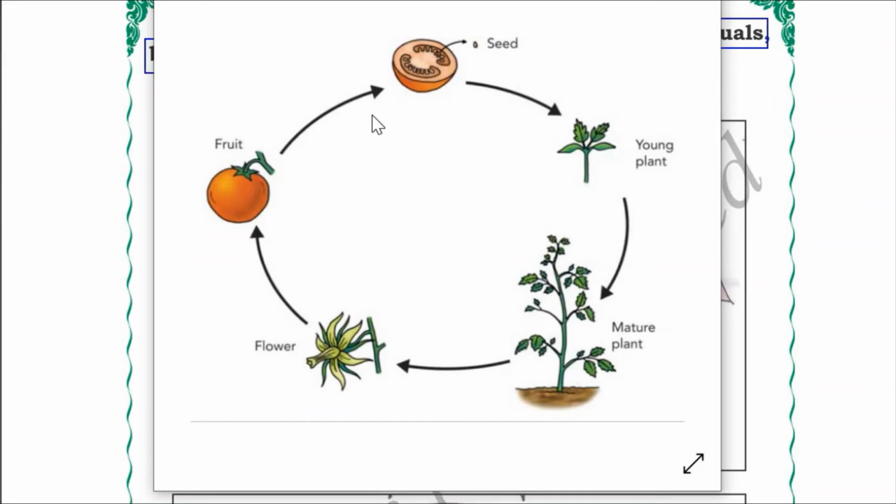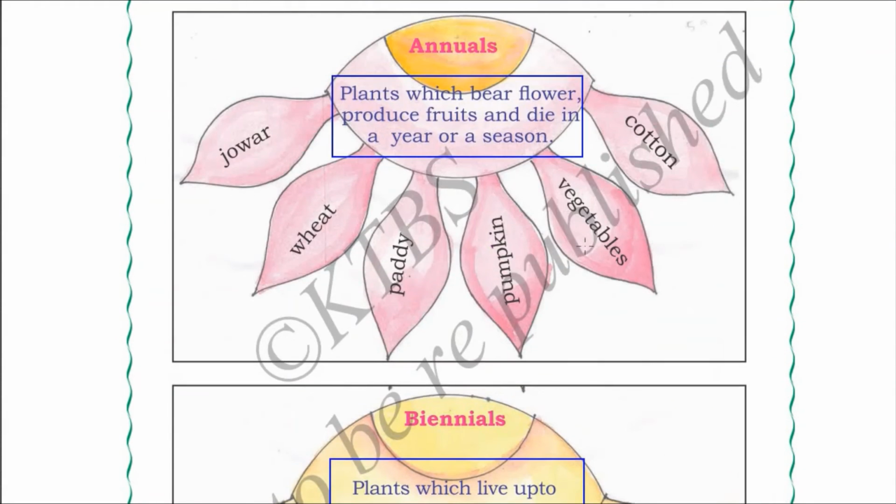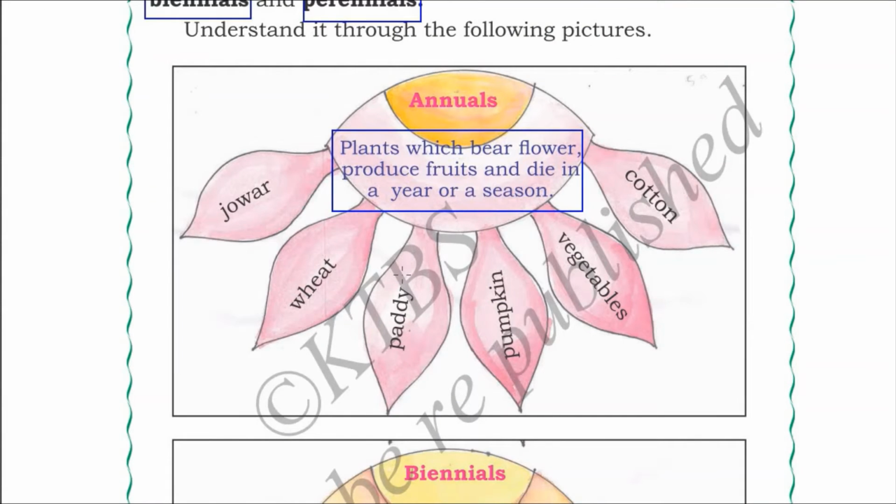As we can see here, the life cycle of a plant can be said to start from a seed. Then when you sow the seed, you get the young plant which develops into the mature plant, which then bears flowers. These flowers develop into fruits, which then give us seeds. If this entire cycle just takes 1 year, then the plant is called an annual plant. Annual is one year, so they are called annual plants.